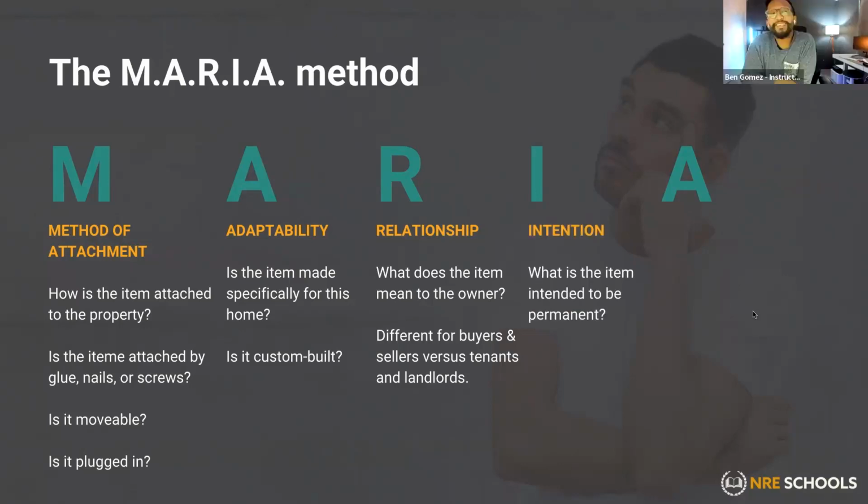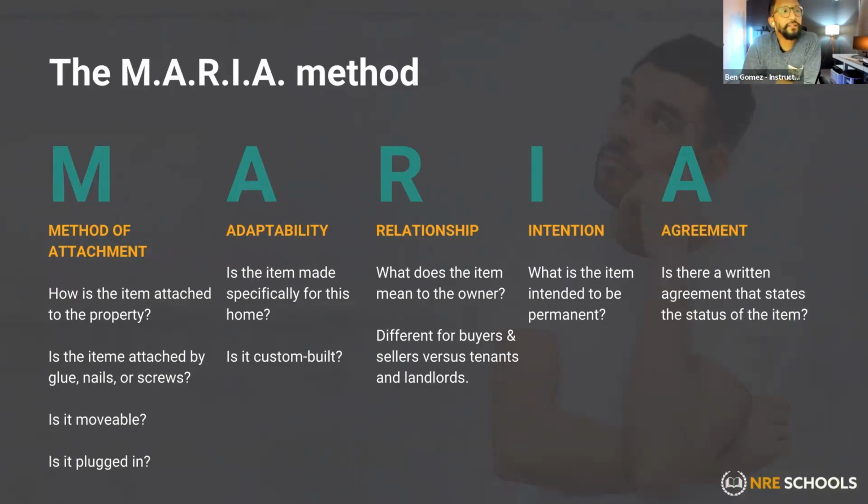Intention. I stands for intention. Method, adaptability, relationship, intention. Was the item intended to be permanent is what we have to ask ourselves. Was that bookshelf intended to be permanent? If so, then yeah, it's probably real property. That IKEA bookcase that I bought, I put it in there, I put the molding. It was meant to be permanent in there. That is permanent and it is attached. It is considered real property now.